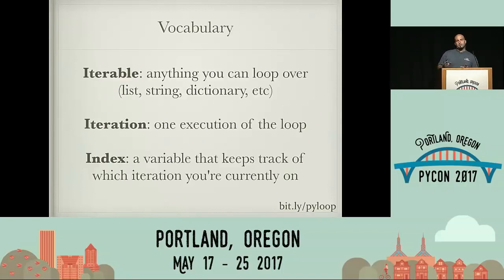We also need to get into a little bit more vocabulary so we all know what we're talking about. In Python, an iterable is anything that you can loop over. That might be a list of objects. That might be a string where you're looping over the letters in the string one at a time. Could be a dictionary, could be a set, could be a database query, anything where you do one operation at a time. An iteration is one execution of that loop. So in the string Python, P is an iteration, y is another iteration, and so on. An index is a variable that you use to keep track of which iteration you're currently on. And we're going to come back to that a lot later.